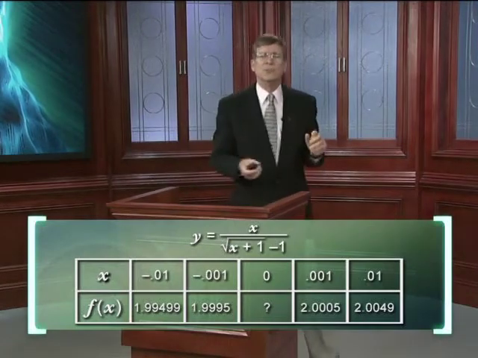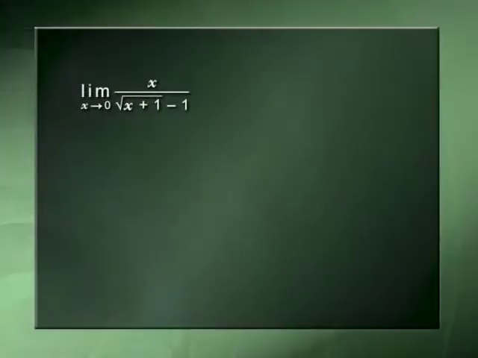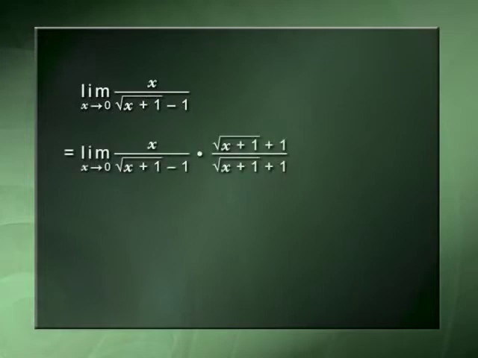Let's now do it algebraically. Let's take our original problem and manipulate it in such a way that we can figure out the limit without a calculator. So here's our original expression, and what I'm going to do is multiply by the conjugate, meaning I multiply numerator and denominator by the square root of x plus 1 over square root of x plus 1 plus 1. And that's really multiplying by 1. I'm not changing the expression.